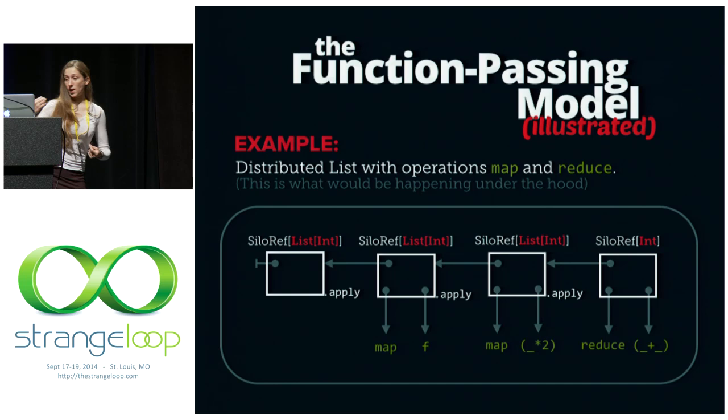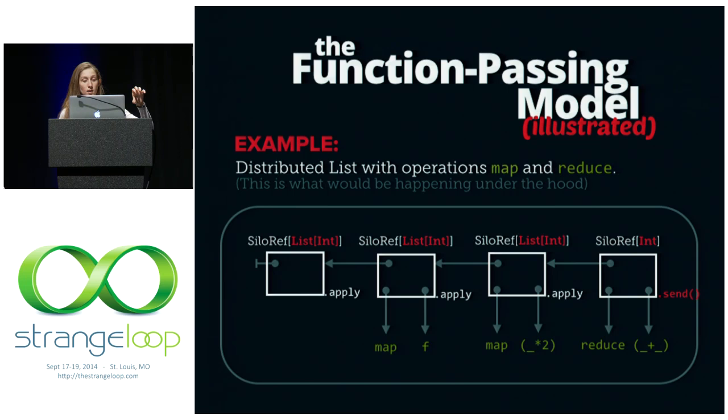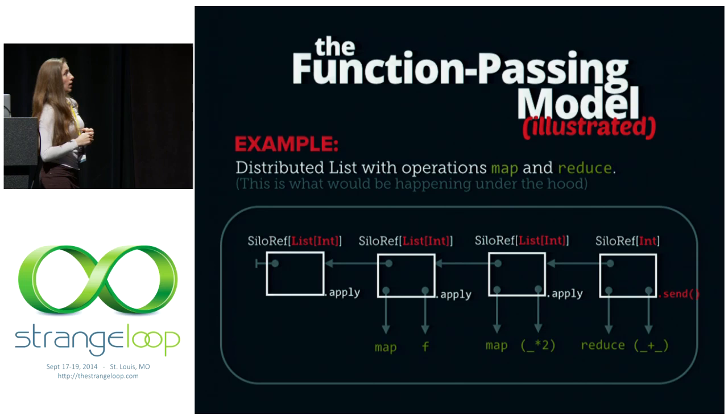At the silo ref that represents the reduce, the one all the way to the right here, is where I would do this send. That collects all the pieces that I need to do this computation, and the idea is that it would then send it over the wire and kick that off, right?